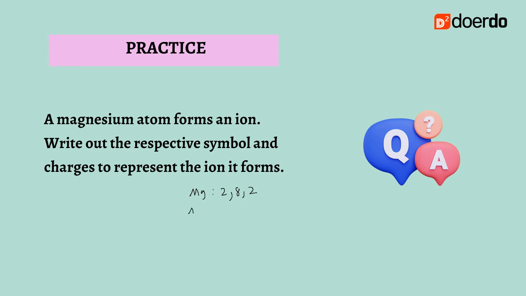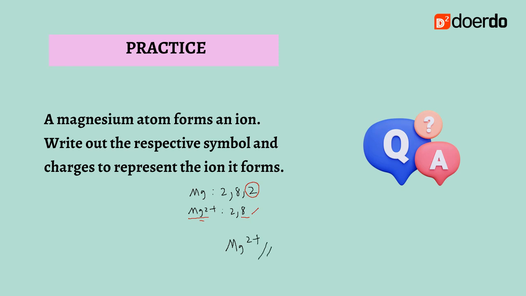Magnesium ion will have electronic configuration of 2 and 8 instead, since this 2 is lost, to obtain a stable electronic configuration of a noble gas, meaning that your outermost shell is now fully filled with 8 electrons, which is correct. The question wants you to write out the respective symbol and charges to represent the ion it forms. Essentially, the question is asking you to write this. So this would be your final answer.